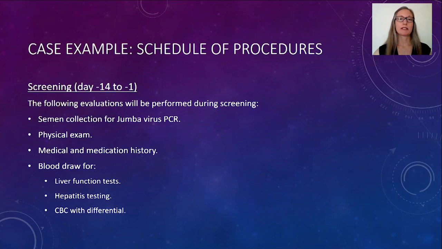Every protocol must describe the screening window and procedures for assessing the eligibility of each potential participant. The screening procedures should be directly based on the eligibility criteria and designed to allow each criterion to be answered. So for this study, we would need to collect semen for PCR to confirm the presence of viral RNA. We would need to perform a physical exam to rule out physical evidence of liver disease.